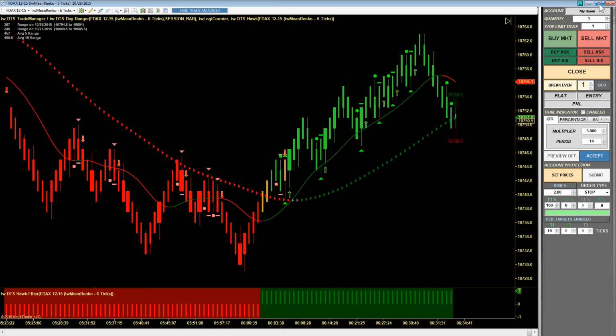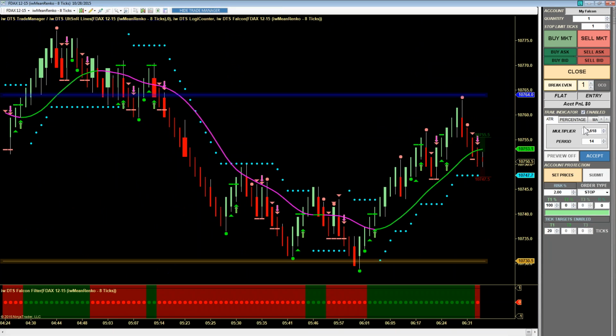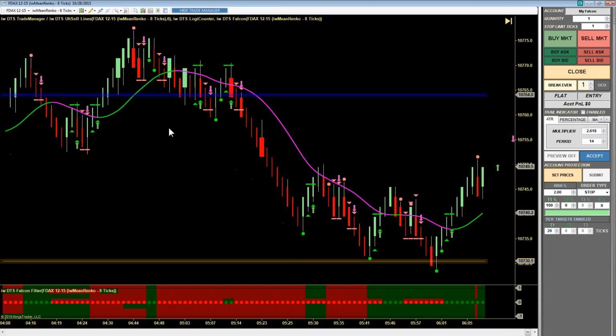So we'll keep an eye on that. And I imagine the Falcon will also have a whole lot of signals to show us. I won't go back through all of them, but here's a nice trend change signal on the Falcon. So the trend line changes color. And once again, you're looking for everything to come into sync.